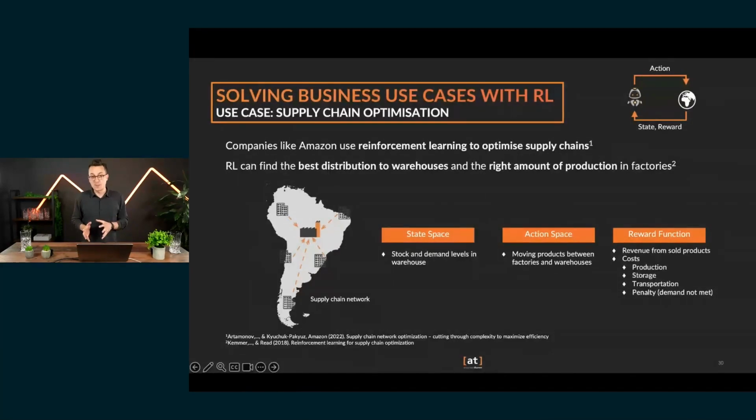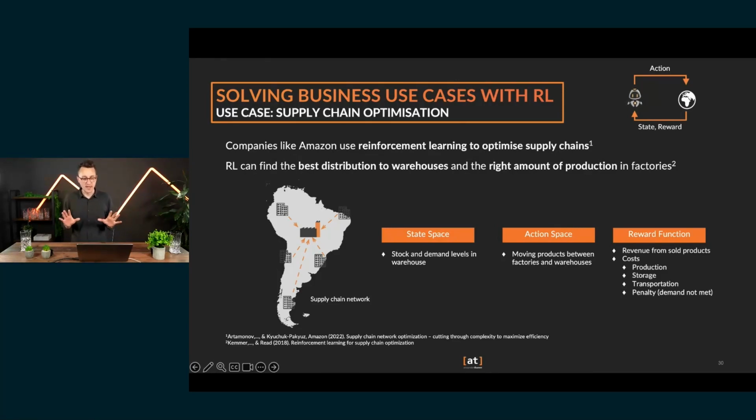So for example, in our state space here, we would now define states as the stock and the demand levels in our warehouses. The action space would reflect the possibility to move products between factories and warehouses or in between warehouses. And we will try to optimize a particular reward function in terms of maximizing the revenue from sold products whilst controlling and minimizing certain costs like production costs, storage costs, or transportation costs. And we will also try to avoid penalties in case the demand of clients might not be met.